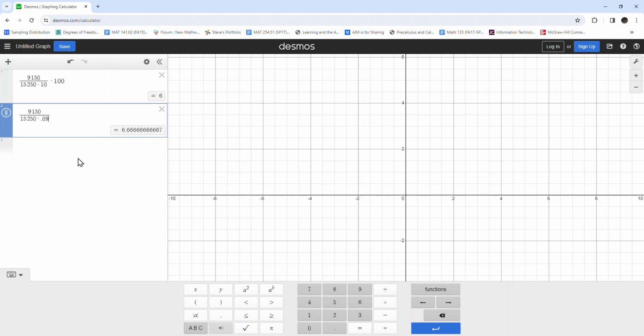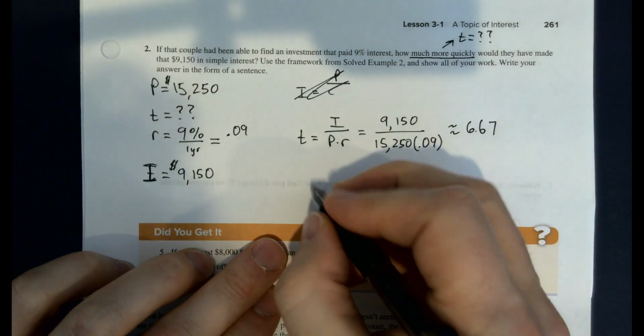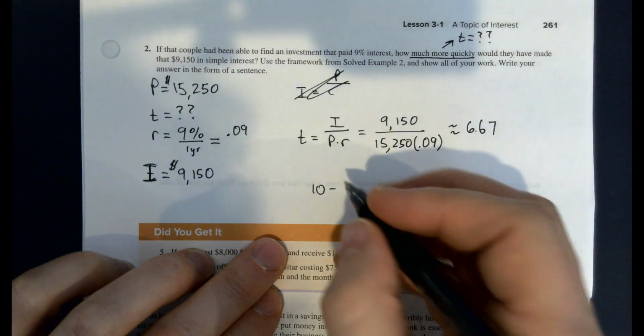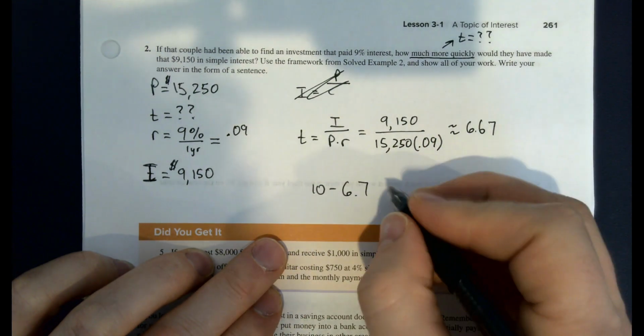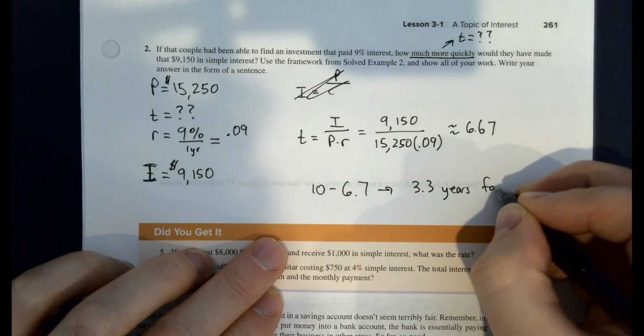And then recall that the previous one took 10 years. I have that still here sitting in our Desmos. So the difference between the two is the 10 minus the 6.7. Of course, if I type it in right, we'll get it right. There we go. So it's 3.3 years faster. That's the answer we're looking for. So 3.3 years faster.